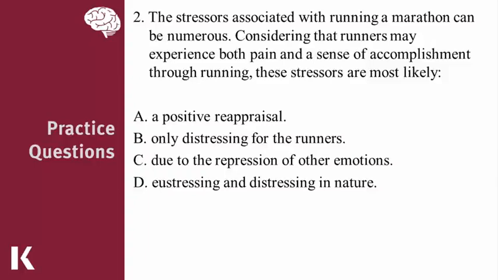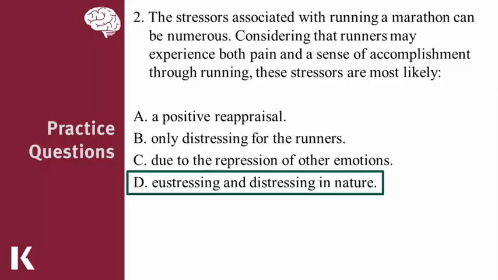This MCAT question is really asking for recognition of some key terms. Having both a positive and a negative set of stressors means that they are both eustressing and distressing, which matches directly with answer D. While it's possible that certain stressors could have positive reappraisal, as A says, it's not required for all of them. B misses the positive aspects that were specifically mentioned in the question stem, and C is a coping mechanism, instead of a classification of the initial stressors.